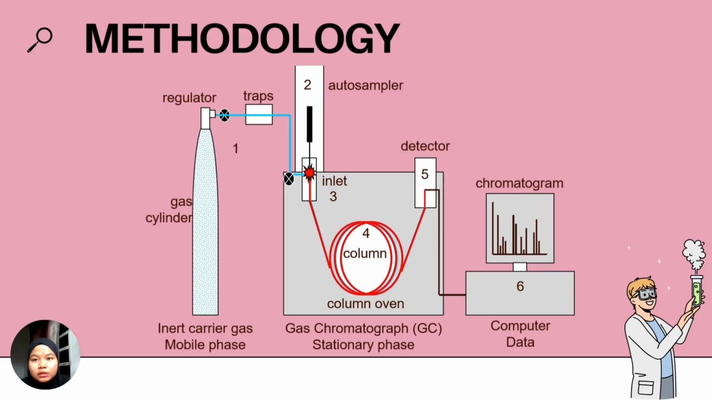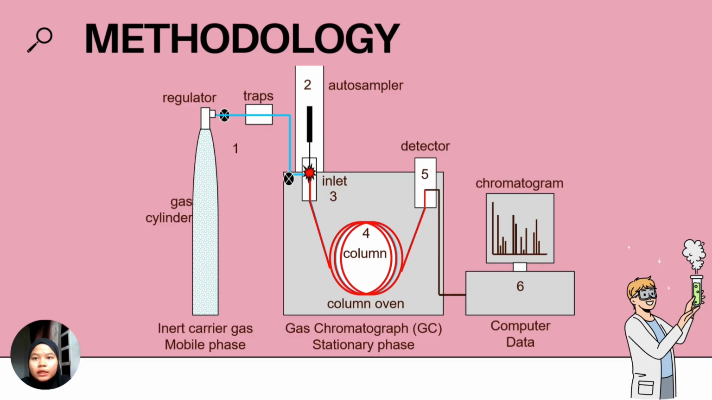The vaporized sample travels through the gas chromatography column, which contains the stationary phase and is housed inside the temperature-controlled column oven. Different compounds interact differently with the stationary phase based on polarity, boiling point, and molecular weight. Compounds that interact weakly with the stationary phase move faster, while those with stronger interaction move slower. This causes separation of compounds, each eluting at a different retention time.